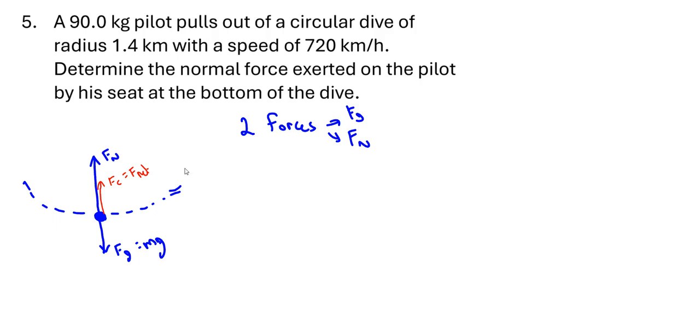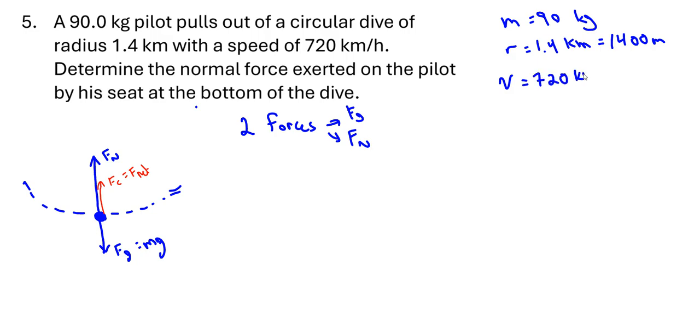Okay, so let's actually turn this into some math, shall we? We'll say, okay, first of all, knowns and need-to-knows: mass is 90 kilos. Radius is going to be 1.4 kilometers, and we're going to turn that into meters. So we'll say, okay, that's going to equal 1,400 meters. Our speed is 720 kilometers per hour. Notice I didn't say velocity because the direction is always changing, so the velocity is always changing. The speed is what's constant. In order to turn that into meters per second, we need to divide by 3.6. And so that's going to end up giving us exactly 200 meters per second.